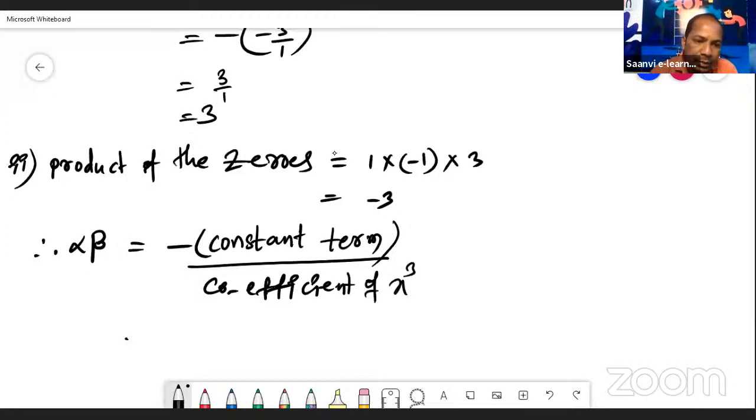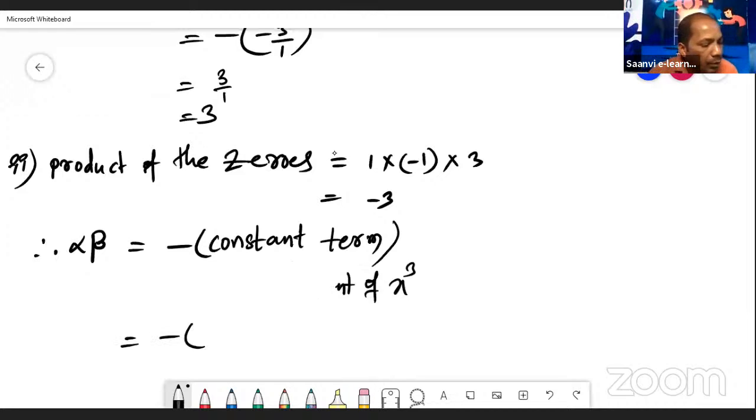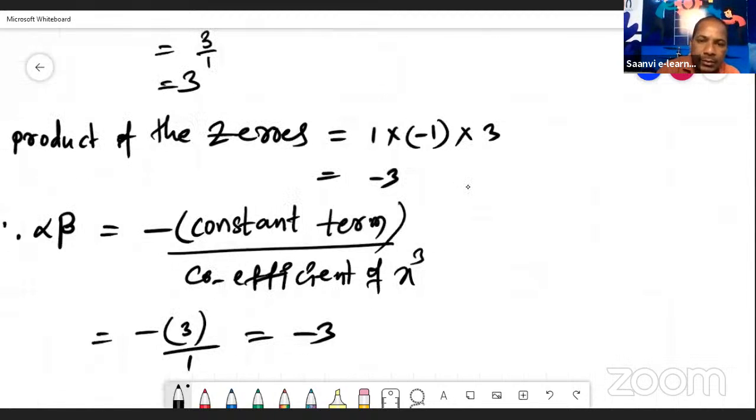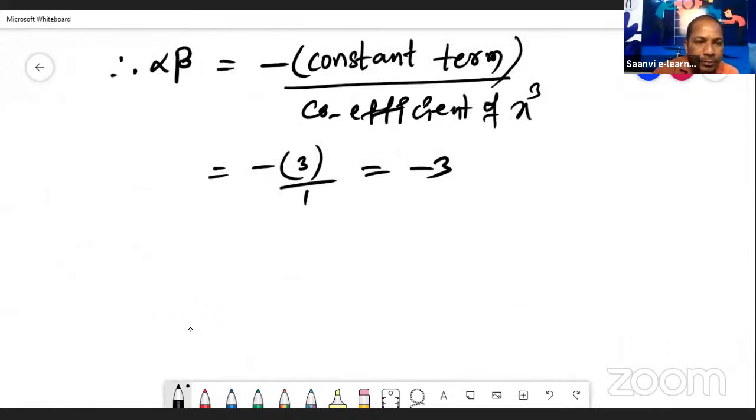Okay. So minus of the constant term, how much is there in our polynomial? The constant term plus 3 is there, by the coefficient of x cube, 1 is there. So minus 3 by 1 is nothing but minus 3. See, we got the same values. When we find the product of the zeros directly, we got minus 3, and by formula also we have got minus 3. Okay. Second one completed. And next is the third one.